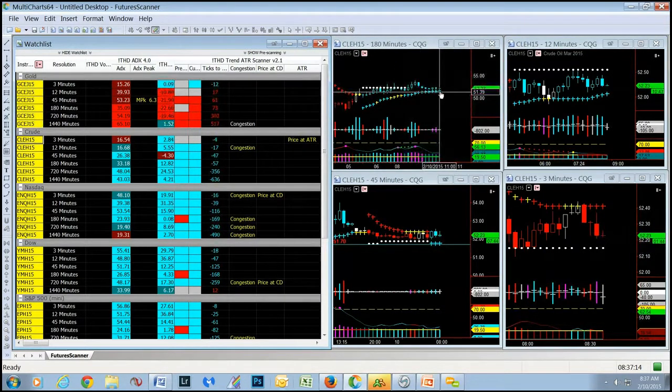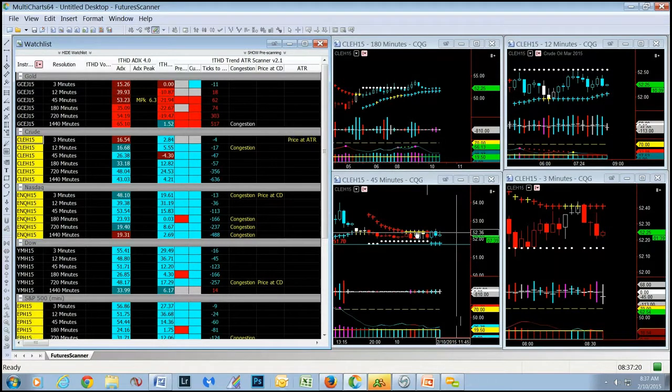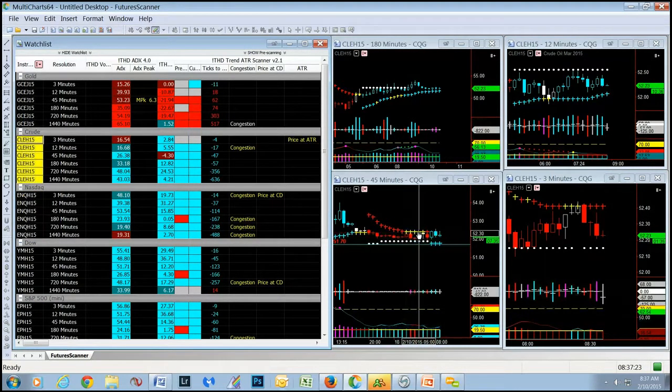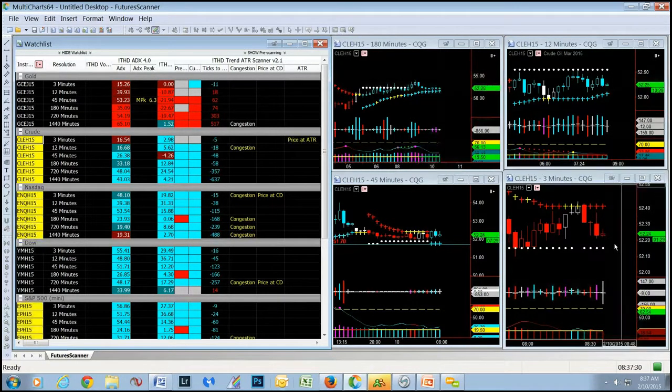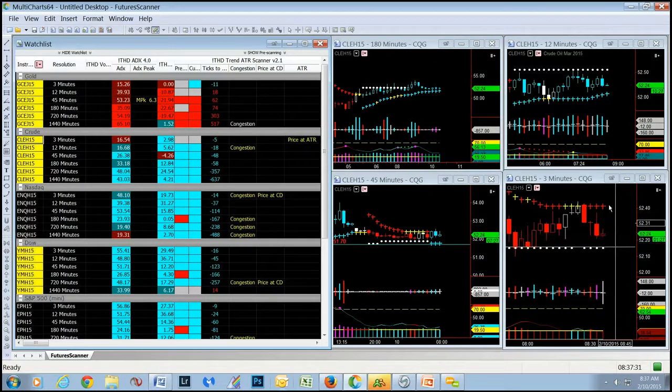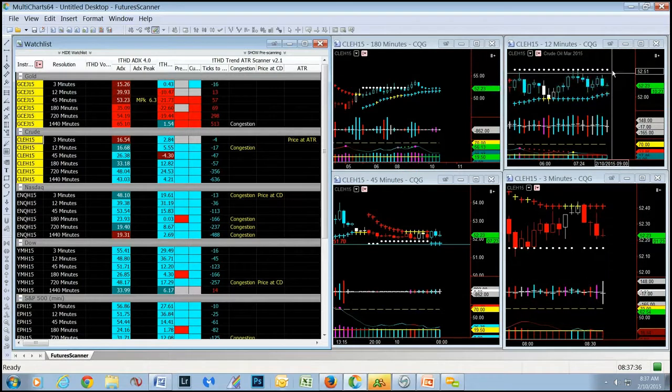Okay, on crude, we are at the ATR on the 180. And do you see how it's formed this congestion area on the 45-minute? So this could potentially bounce to the upside. But you see, even on the 3-minute, you have a congestion area. You have a congestion area on the 12-minute.